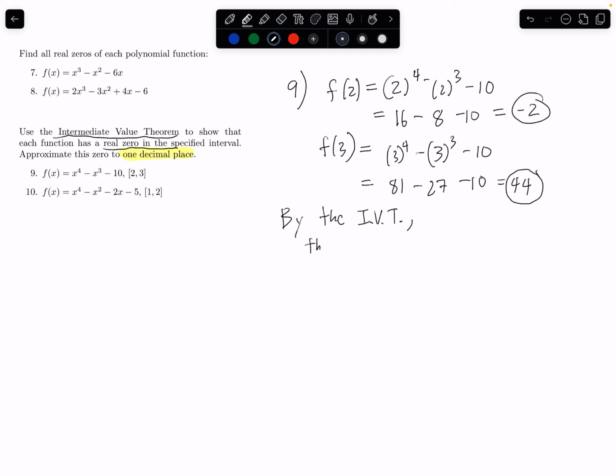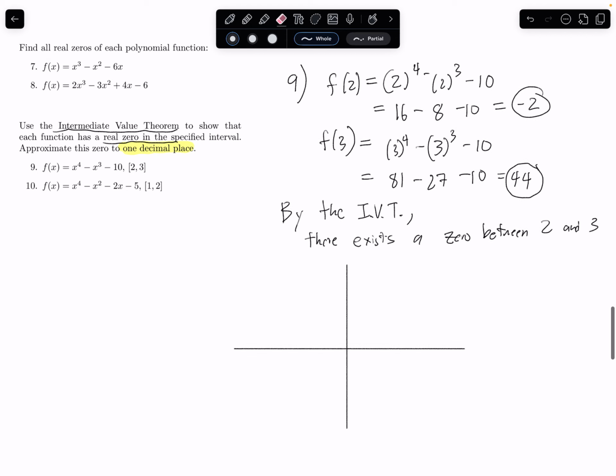there exists a 0 between 2 and 3. Somewhere between 2 and 3. And just think about it, right? Just think about what's happening here. This is without knowing anything else about the polynomial. I just know that at the position 2, here's 1, 2, I'm at negative 2. Okay? And then at the position 3, I'm at positive 44, which is actually off my picture. It's way above where I even drew it.